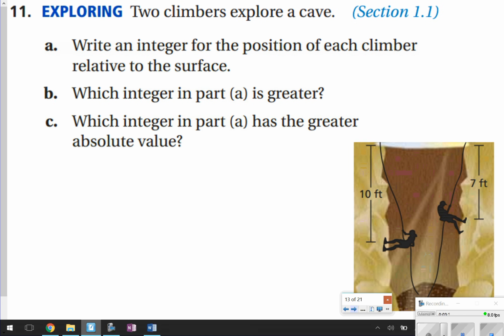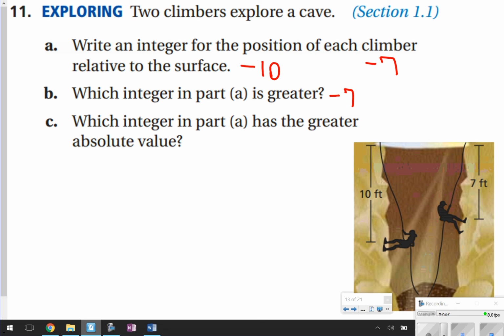11. 2 climbers explore a cave. Write an integer for the position of each climber relative to the surface. Both climbers are below the surface, so one will be -10 and one will be -7. Which integer in part A is greater? It's the -7 that's greater.